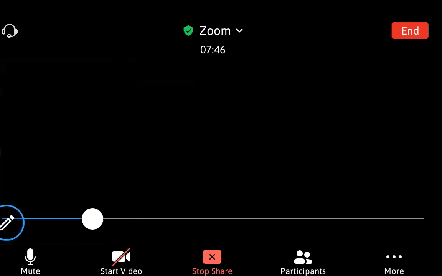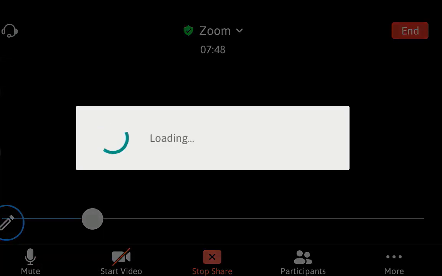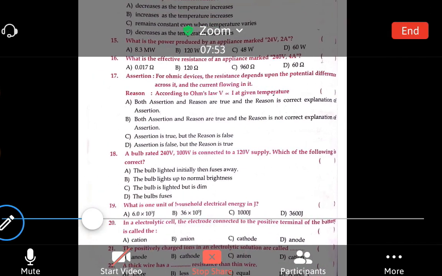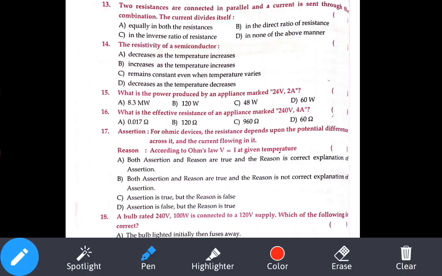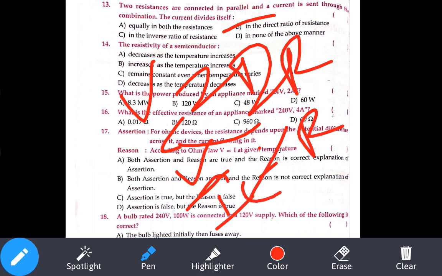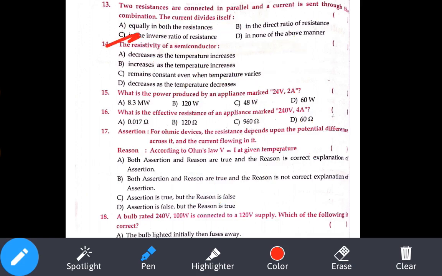Let's see the next page. Okay, let me zoom it. Now two resistors are connected in parallel, and the current through it in the combination. V is equal to IR, you know it, right? If I bring this I to the left side, V by I is equal to R. So if you observe here, R and I are inversely proportional. The option saying equal to both of the resistance is wrong. Direct ratio of resistance, no, it is an inverse ratio. Option number C is our answer: the inverse ratio of the resistance.